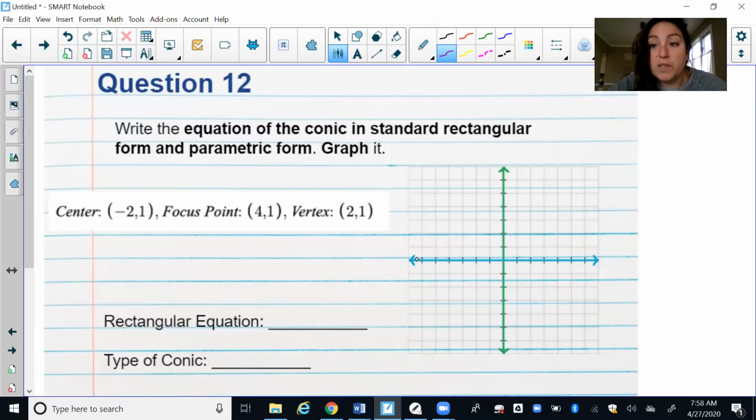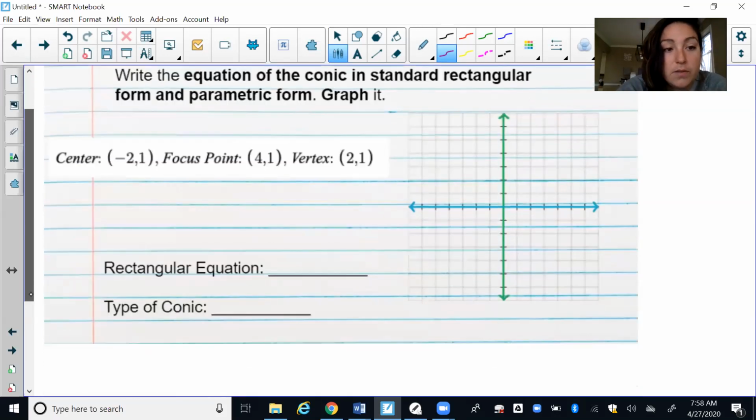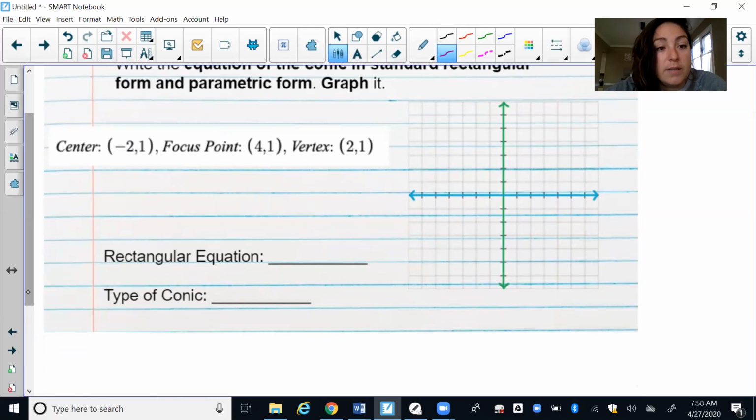All right, someone specifically asked a question on 12. Love that, because I can now actually answer your question very specifically. So: write the equation of the conic in standard rectangular form and parametric form, and graph it. All right, so our center is at negative 2, 1. There's our center. Our focus is at 4, 1: 1, 2, 3, 4, 1. And our vertex is at 2, 1.